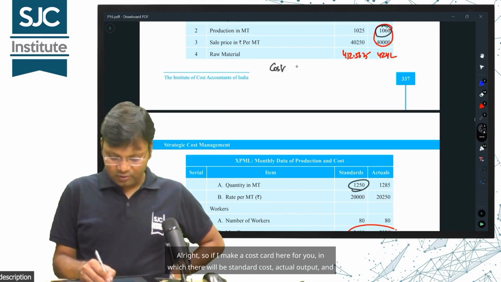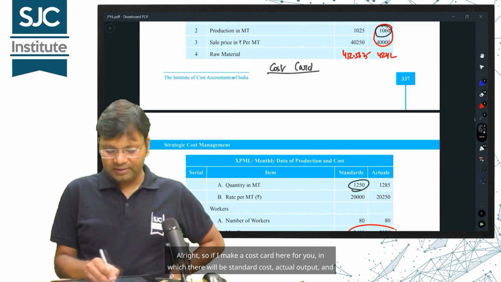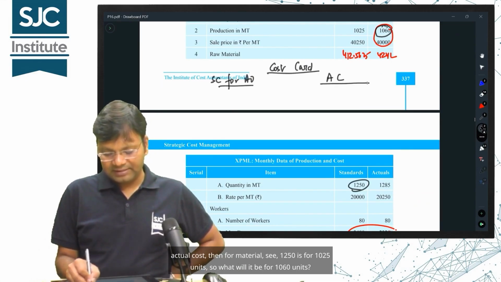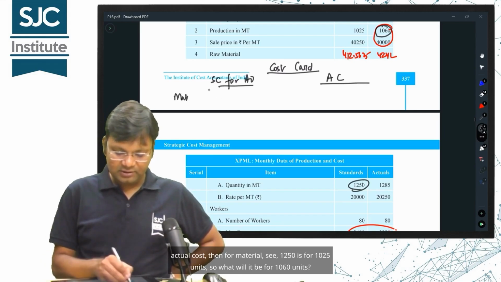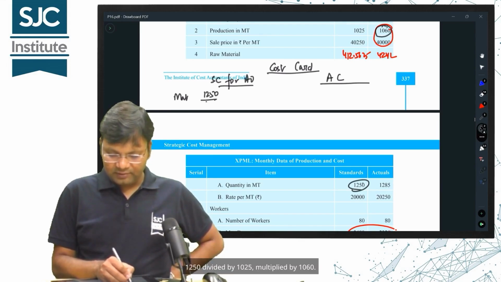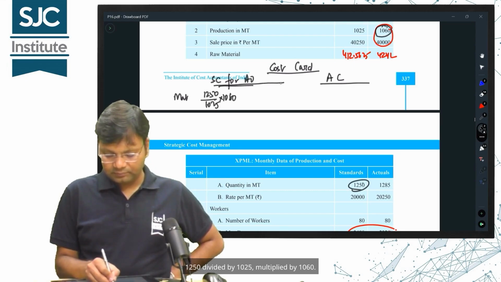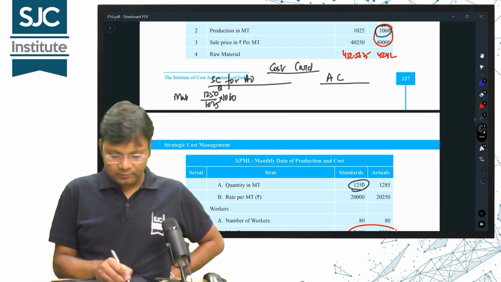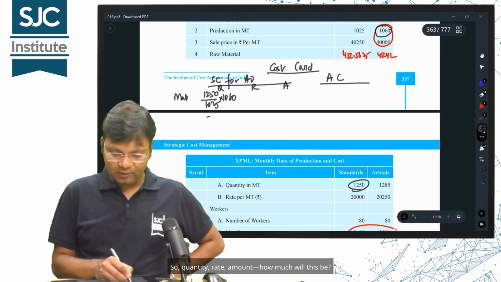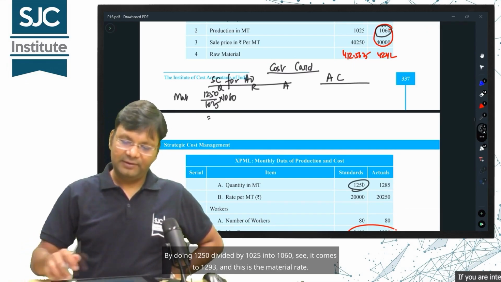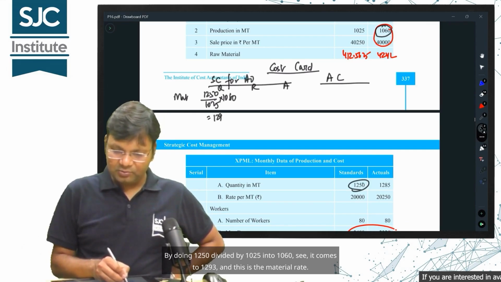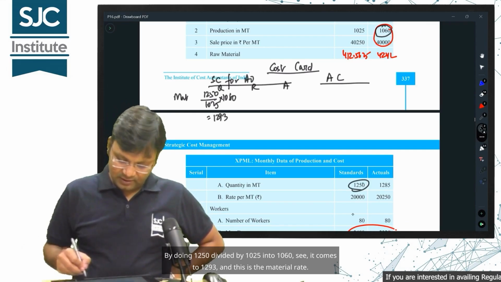Alright, so if I make a cost card here for you, in which there will be standard cost, actual output and actual cost, then for material, see, 1250 is for 1025 units. So what will it be for 1060 units? 1250 divided by 1025 multiplied by 1060. So, quantity, rate, amount, how much will this be? By doing 1250 divided by 1025 into 1060, it comes to 1293, and this is the material quantity.